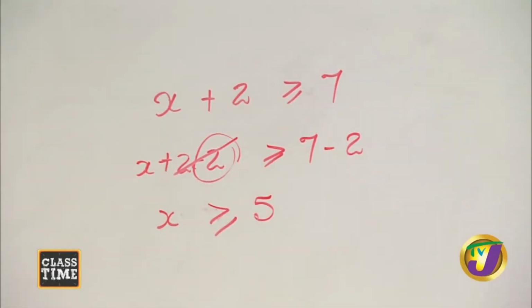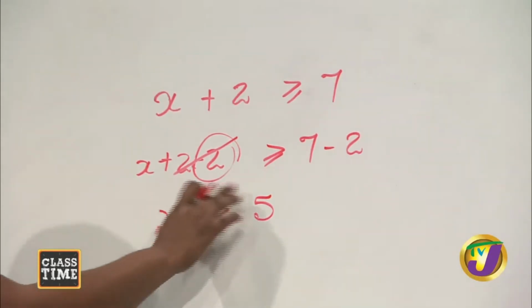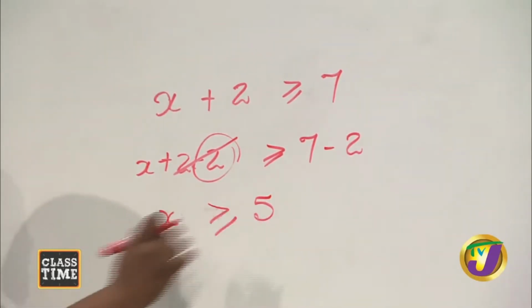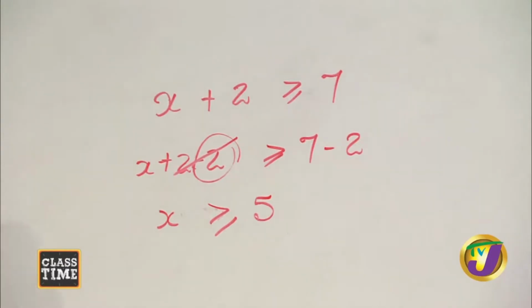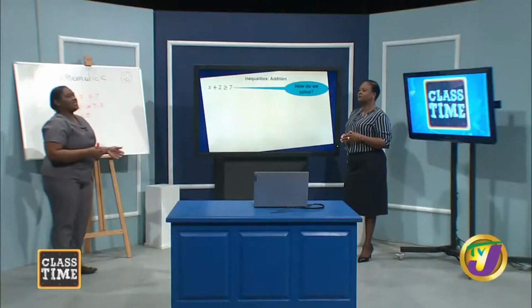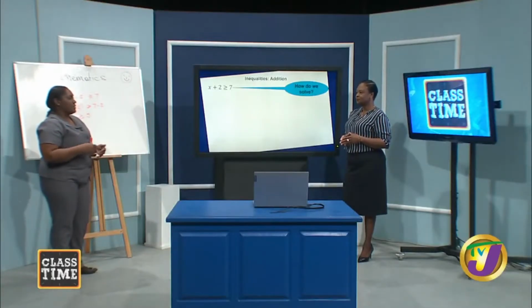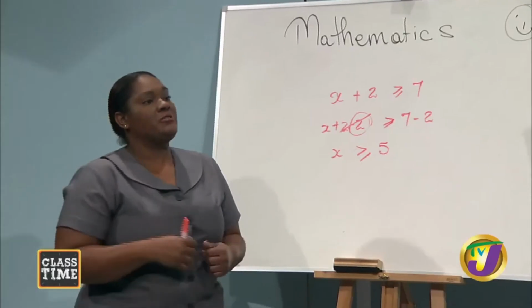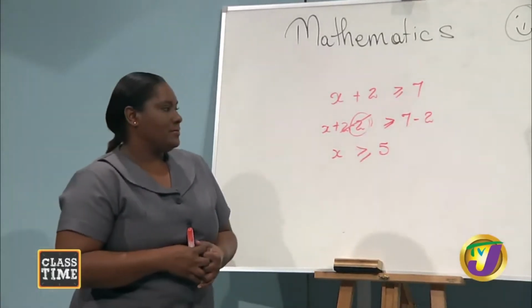So what does that mean? Our solution is x is greater than or equal to 5. So we are thinking about all those numbers that are greater than or equal to 5. Question, should 5 be included? It's greater than or equal to? Yes, it says or equal to. So 5 is a part of the solution set.